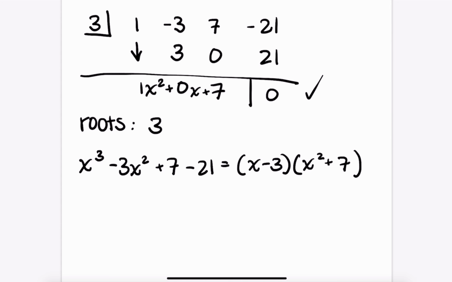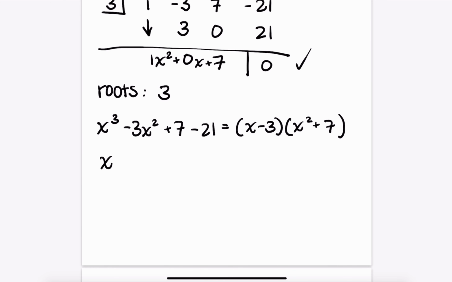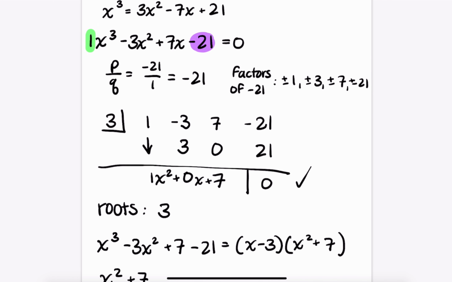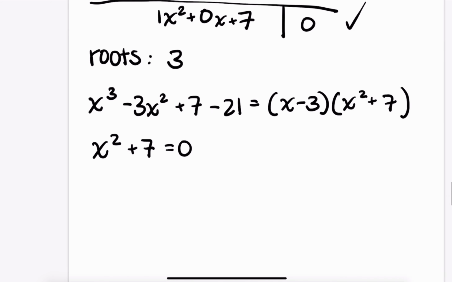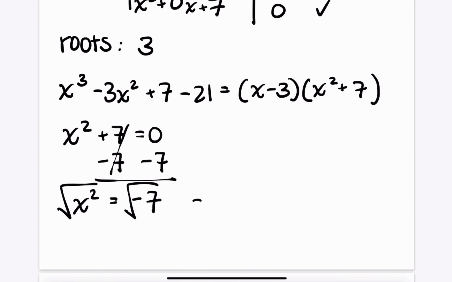So we found our first root. Now we want to find our remaining two roots by looking at this part, the x squared plus 7. Remember, at the beginning we set the whole polynomial equal to 0, so we're setting this equal to 0. We have x squared plus 7 equals 0. We're going to isolate x by subtracting 7 on both sides, so x squared is equal to negative 7. To get rid of that squared, square root both sides. We're going to have x is equal to plus or minus the square root of negative 7.